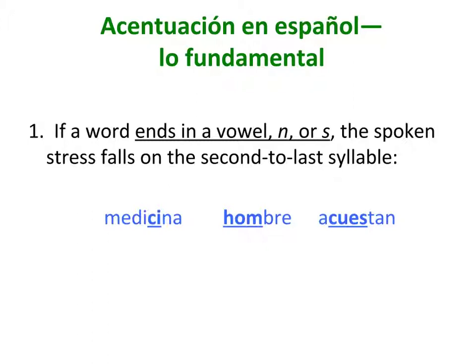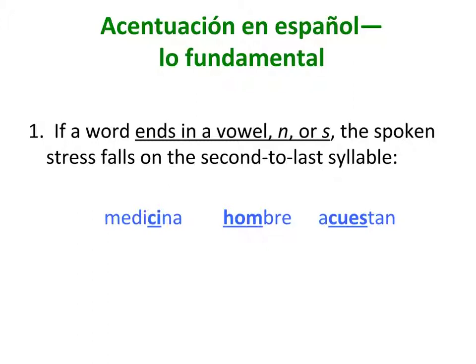If a word in Spanish ends in a vowel, N, or S, the spoken stress falls on the second to last syllable. And let's take a moment to talk about what a spoken stress is. You know, every word has a stress somewhere, whether there's a written accent on it or not. You have to stress some part of it.